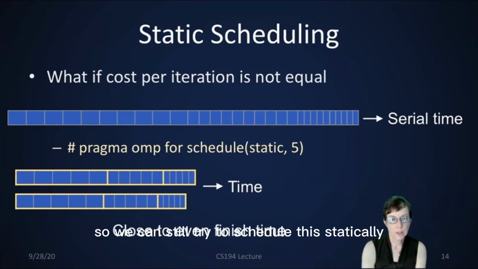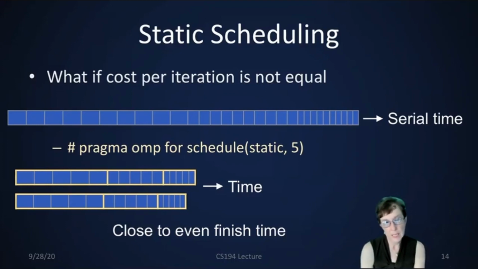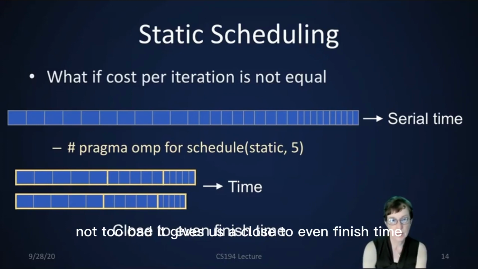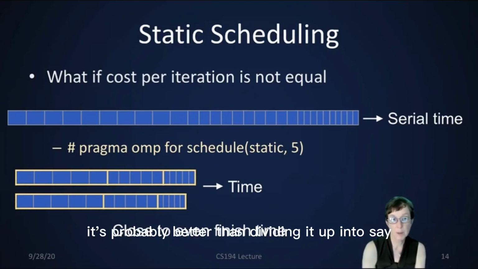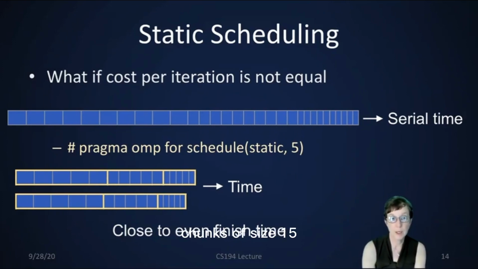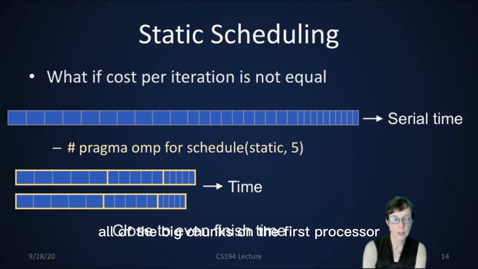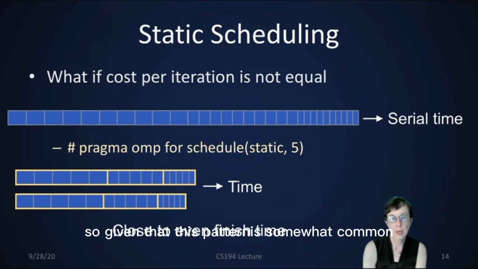So we can still try to schedule this statically and give it a chunk size of 5. Not too bad. It gives us a close to even finish time, and dividing it up into 5 is probably better than dividing it up into, say, chunks of size 15, which would have put all of the big chunks on the first processor and all the little chunks on the second processor. So given that this pattern is somewhat common, it's probably a better idea to divide it up into small chunks.